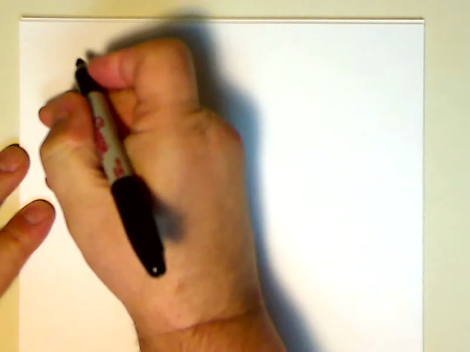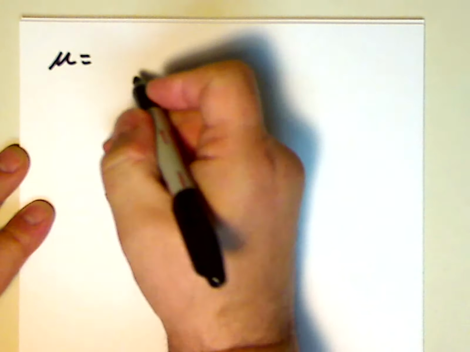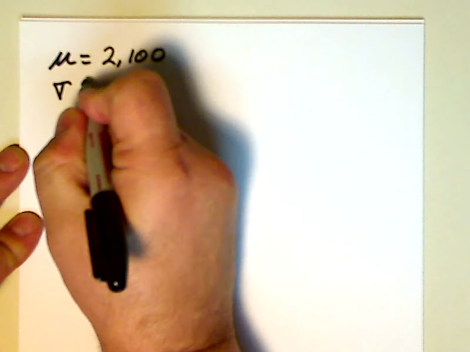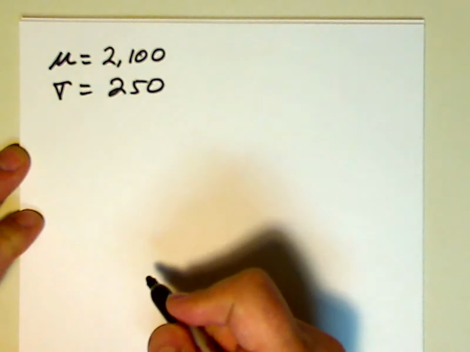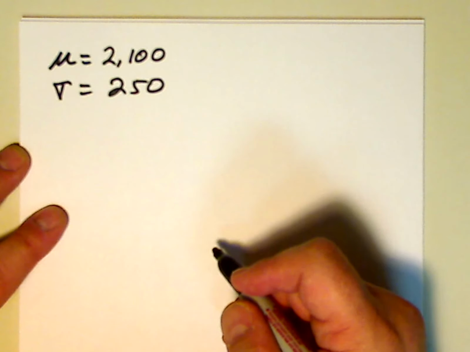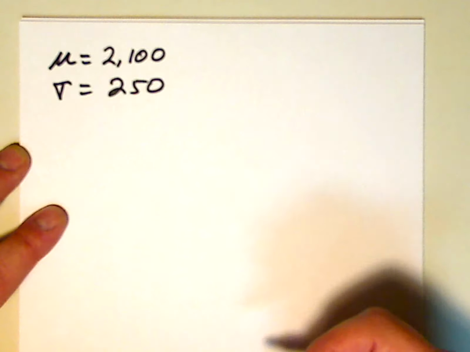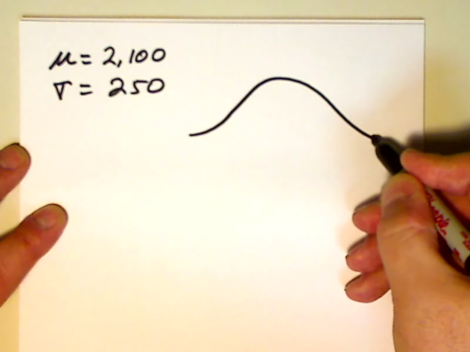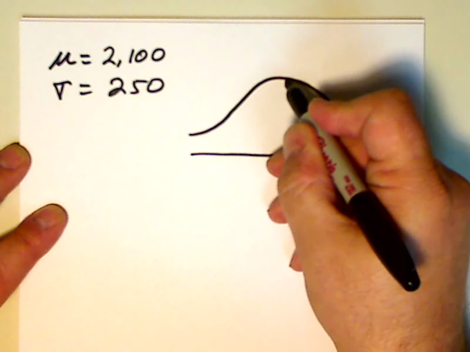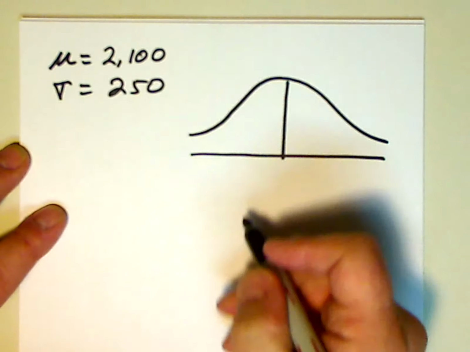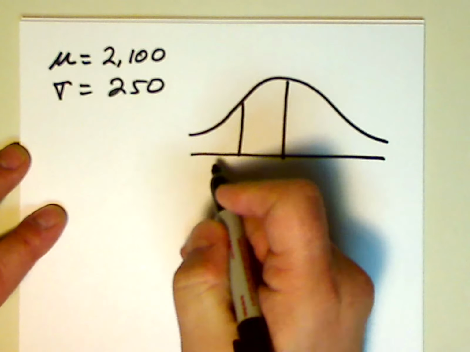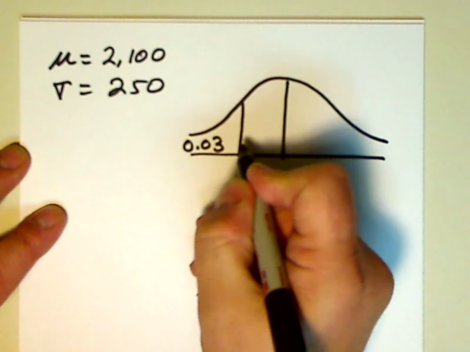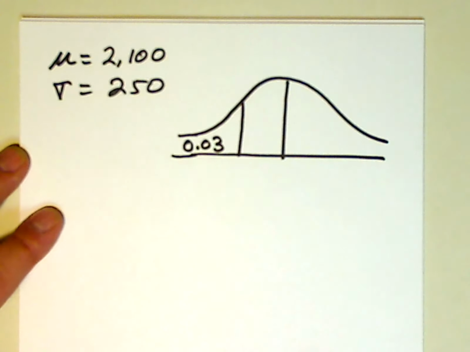Okay, so let's start off by writing down the information that we know. We know that the mean is 2100, and we know that the standard deviation is 250. And the problem asks us about the lowest 3%. So let's put a normal curve up here, the best that I can with my limited drawing skills. And we're interested in this portion down here, the lowest 3%.